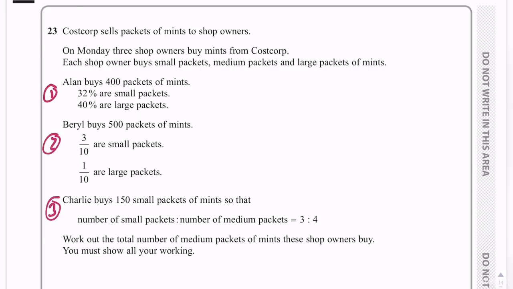So it's up to you. We could work out these percentages and then work out the medium from there, but ultimately it says work out the total number of medium packs these 3 shop owners buy. So the percentage that's going to be medium, let's have a look, 40 plus 32 gives us 72%. So we could just say, okay, well, 28% of those are medium.